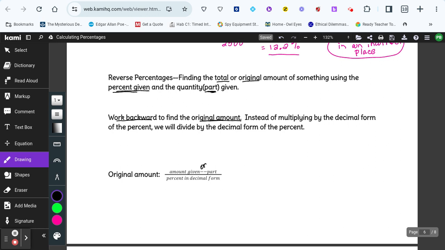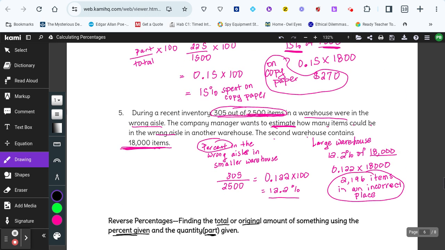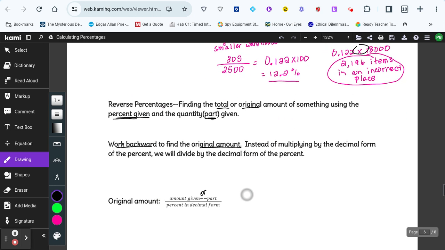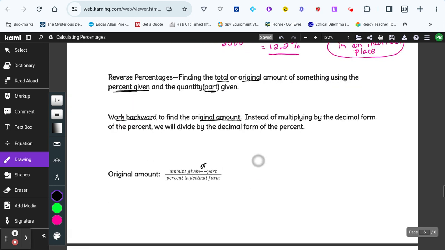So instead of multiplying by the decimal form of the percent, you're going to work backwards. We've always multiplied, okay? Multiplication, multiplication. Through all the other videos we multiplied. But what I'm trying to tell you guys is if you have to find the original amount, they only give you a part to start off with. A part and a percent, divide. If you get a part and a percent, work backwards and divide.